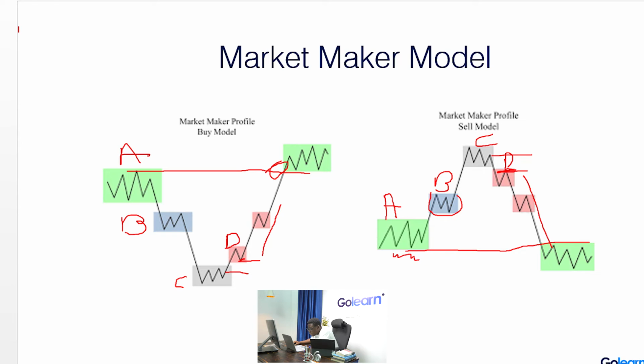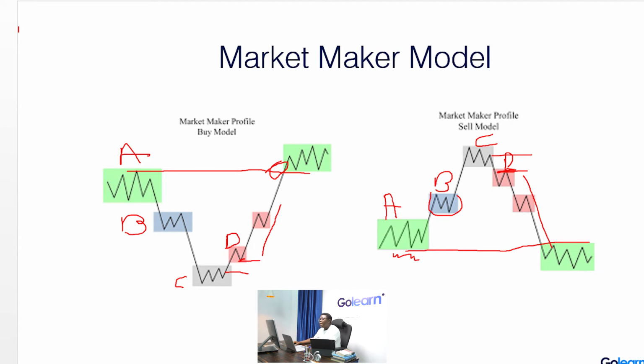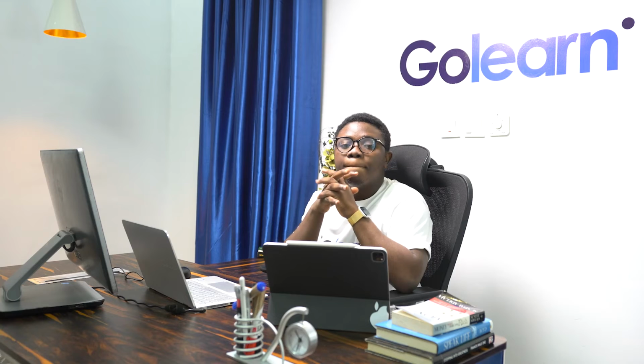Then you hold it. When you enter your trade here, you put your stop loss maybe somewhere here, and you're holding the trade. Now, where is your target for this trade? Your target is the start of the buy model, that line I marked out. Unless that line is taken out, the buy model is not complete. Once it's taken out, it's a complete buy model.